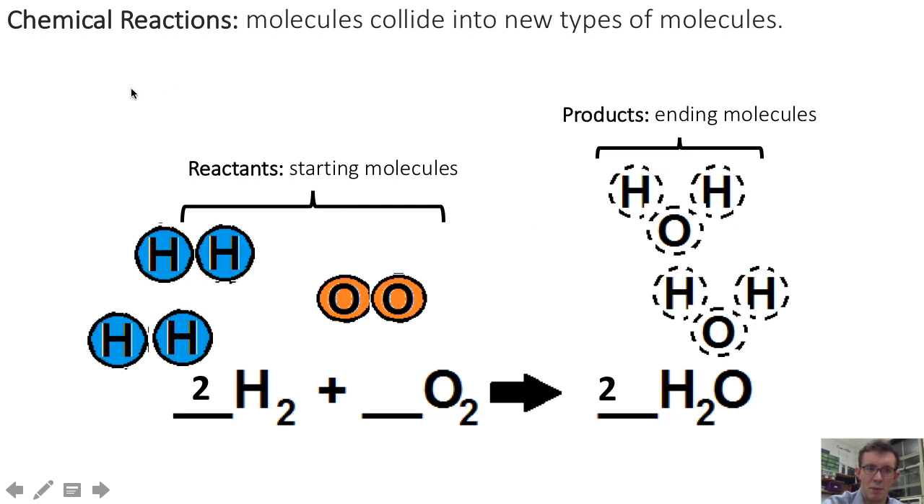We call these starting molecules the reactants, and the molecules that we end up with are called the products. So we can watch an example of a chemical reaction occur here in which these hydrogen molecules crash into this oxygen molecule to form two water molecules.